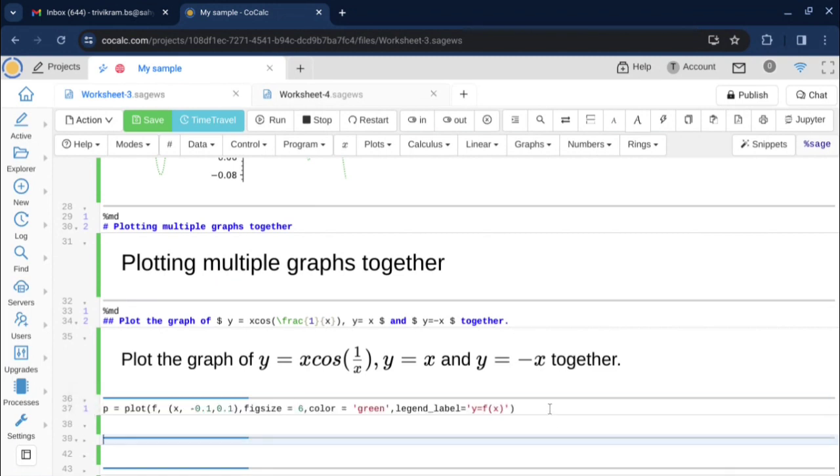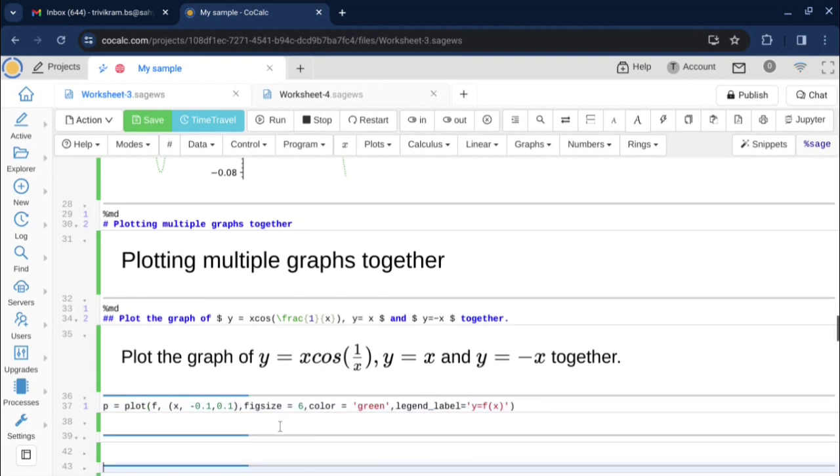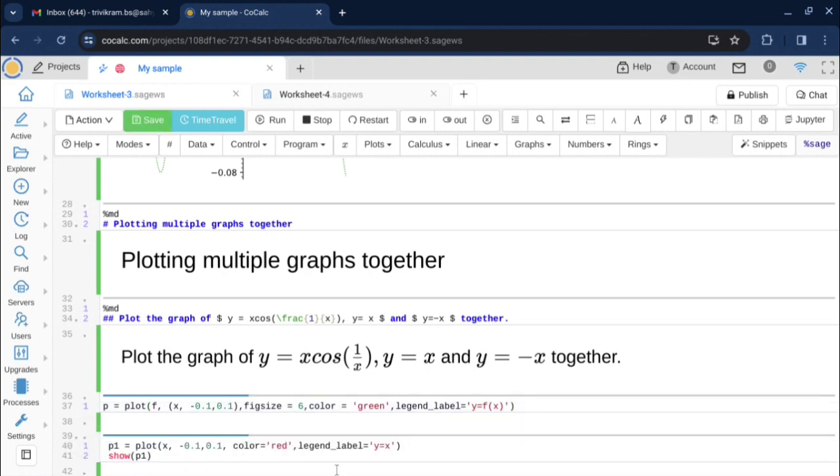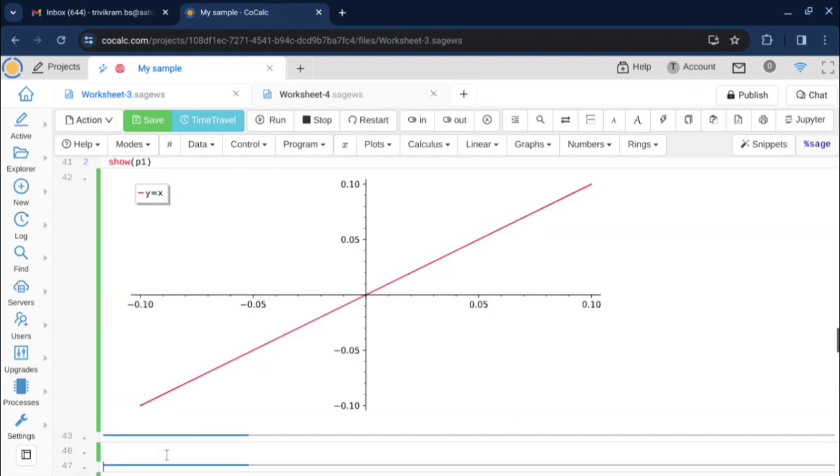So here I am going to draw the graph x into cos 1 by x. So just I have run it. Next I am going to draw y equal to x line. Just I have shown the plot. This is y equal to x line.